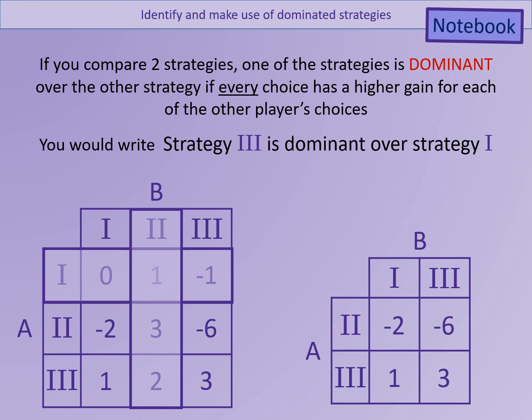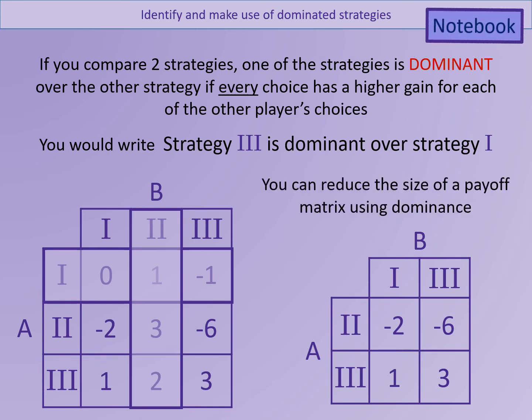You would write it as, for example, strategy 3 is dominant over strategy 1. You'd also need to give an explanation in an exam, so you would explain explicitly why one strategy is dominant over another by using inequalities. So you'd say, for example, 3 is greater than 2, 4 is greater than -1, and so on. You can therefore then reduce the size of the payoff matrix using dominant strategies in order to continue with calculations.